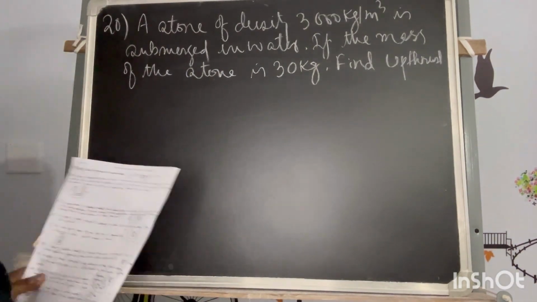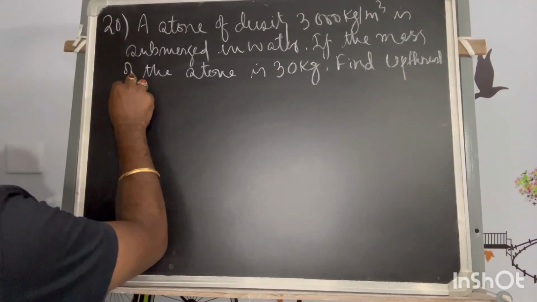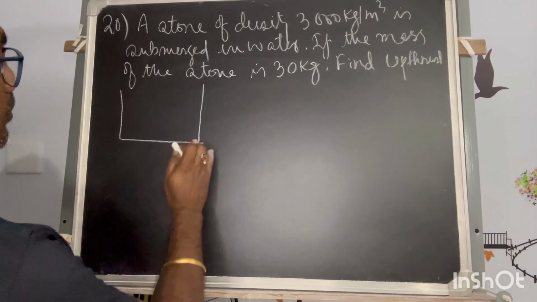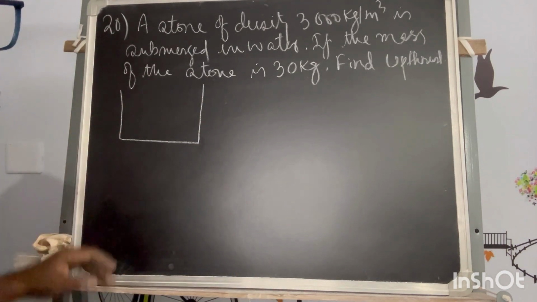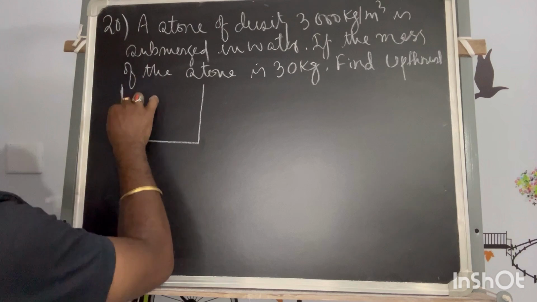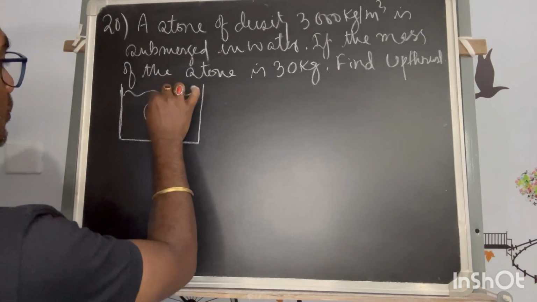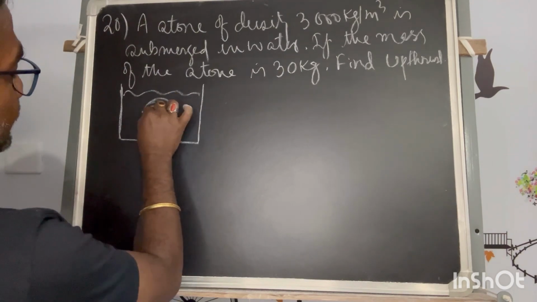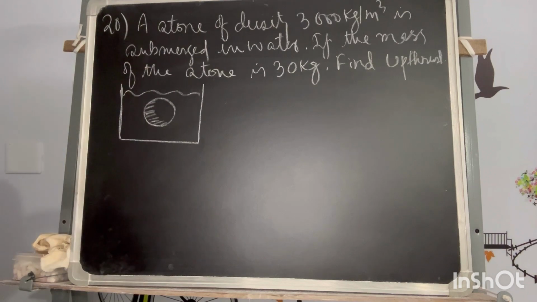So, if I want to represent it in a figure, it is something like this. There is a water bath, or water inside a container, and this is the surface, and a stone, let it be a uniform round shape, is submerged. So this is dipped into water.